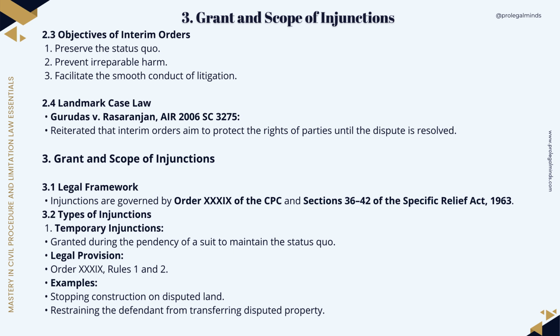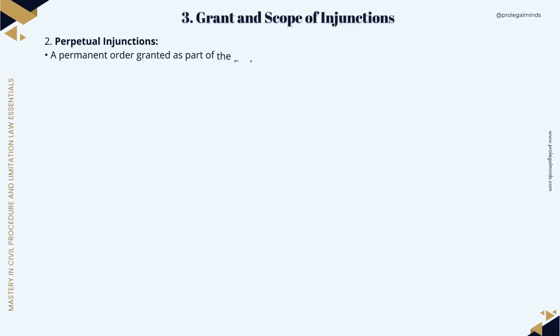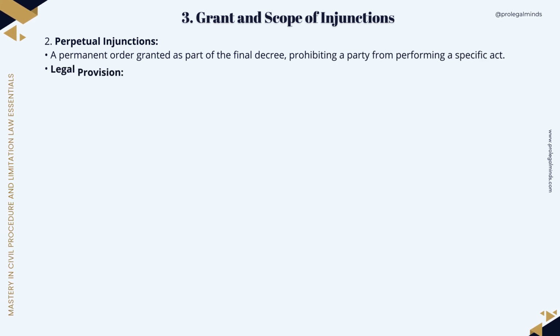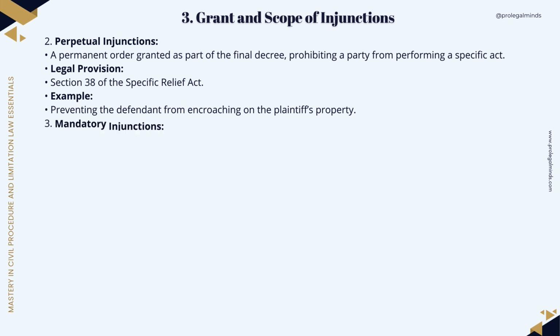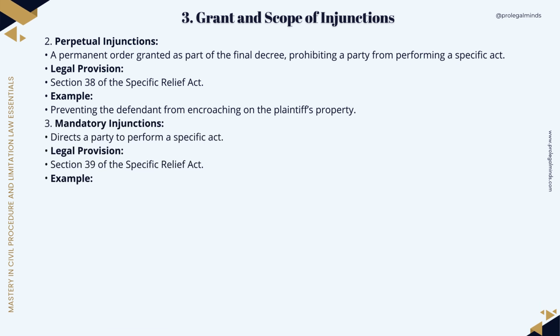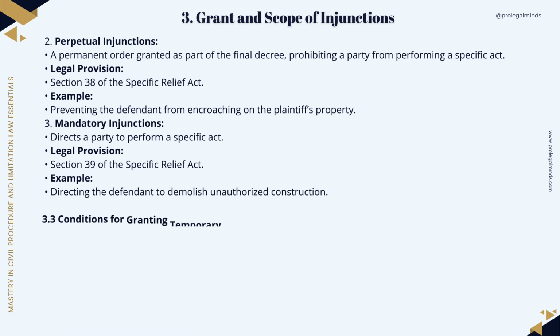Types of injunctions. 1. Temporary injunctions, used during the pendency of a suit to maintain the status quo, such as halting construction on disputed land. 2. Perpetual injunctions, granted as part of the final decree to prohibit certain actions permanently, like preventing encroachment on property. 3. Mandatory injunctions, compelling a party to perform specific actions, such as demolishing unauthorized construction.